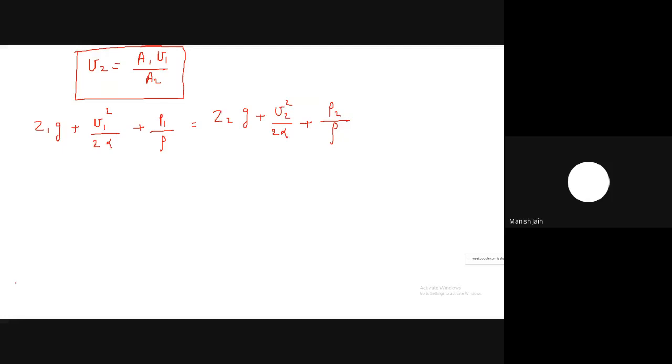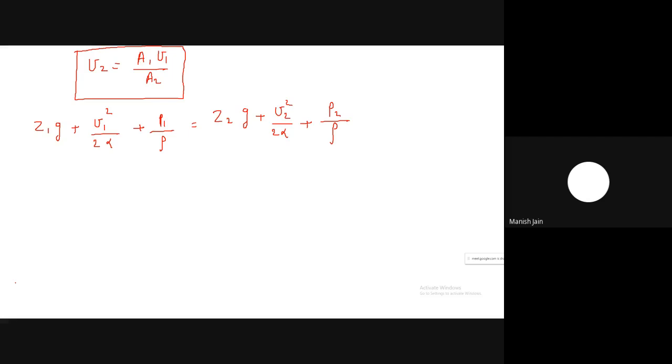Here the Bernoulli equation is only true for the conservation of mechanical energy only: the kinetic energy plus potential energy plus pressure energy. So these are the mechanical energy, and there is no thermal energy here. So you have to take care of the mechanical energy only. You have to solve this equation for the incompressible fluid only.